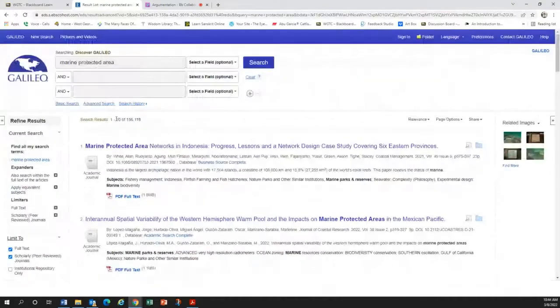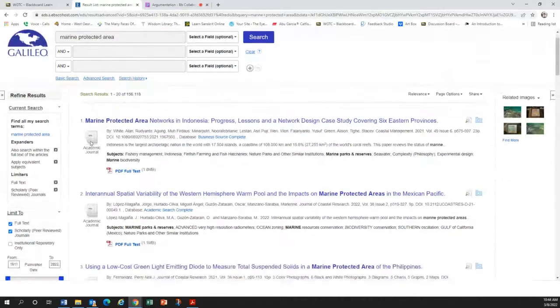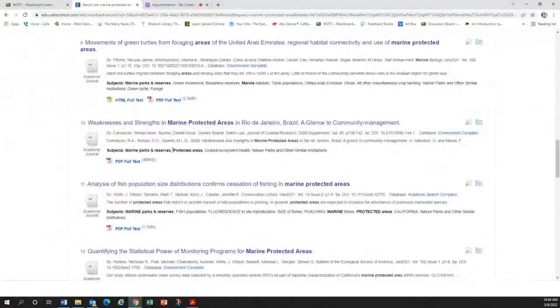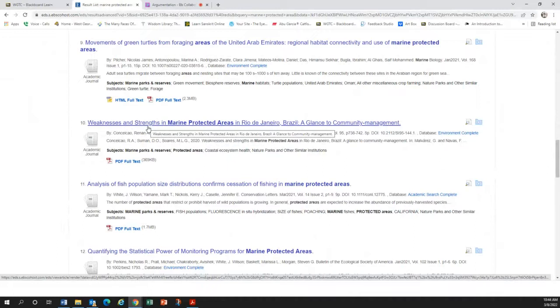So you can click for peer review in the advanced search, and that even strengthens the search that you're going to get. So you're going to have to dig through this stuff. I'm not going to spend time on it. Here's weaknesses and strengths in marine protected areas in Rio de Janeiro, Brazil. So we can look at this to get an idea of what the values are.